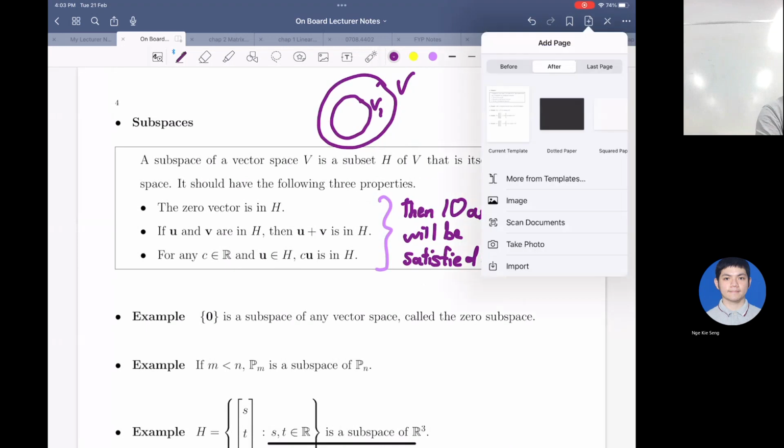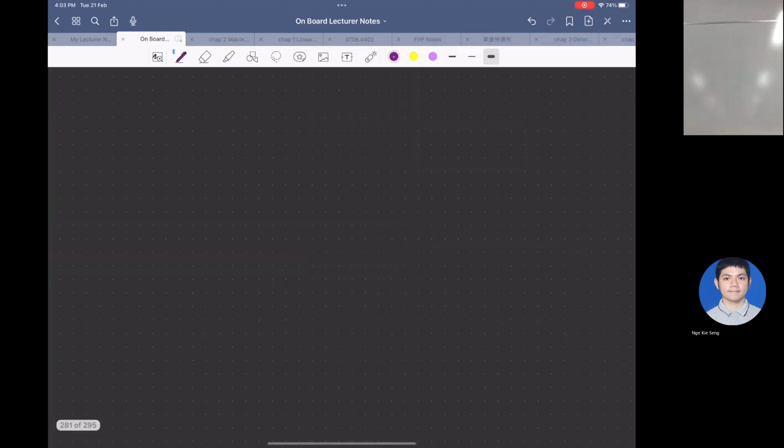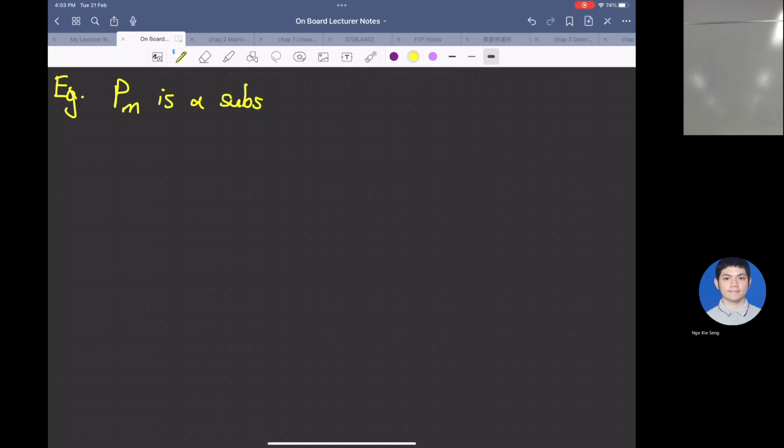Let me show you. Okay. So, example: Pm is a subspace of Pn if m is less than n.